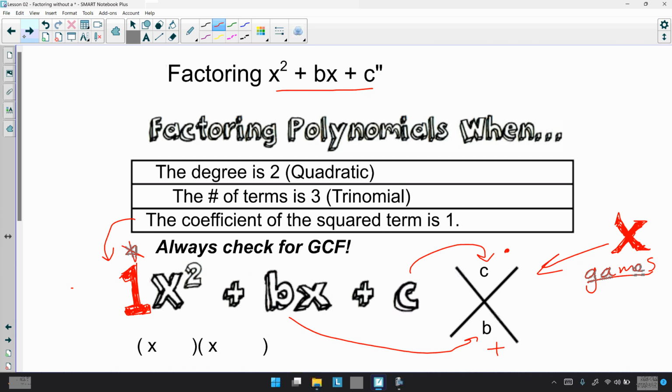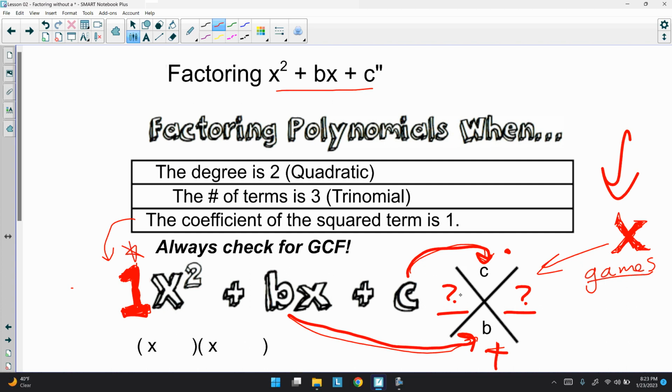If you're watching this to catch up, here's a good time to pause to jot down these notes. We're understanding that there's a 1 out front, hence the idea of no A. So go ahead and pause the video, jot down your notes. This is to remind us we're playing the X Games. But remember, B is going to go on the bottom, and that's two numbers that add. C is going to go on top, and that's two numbers that are being multiplied, and we need to figure those out.